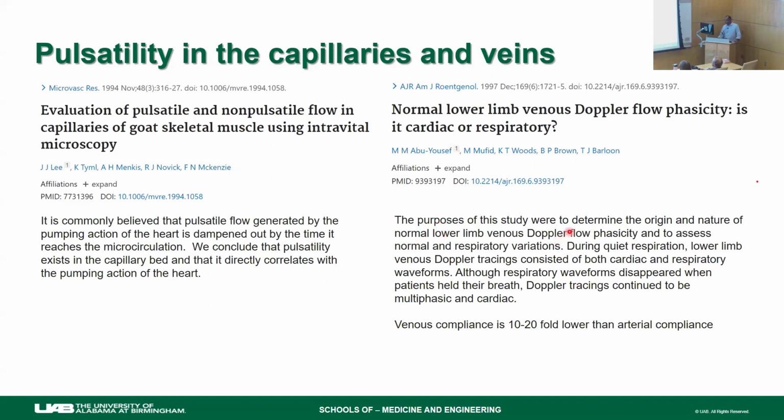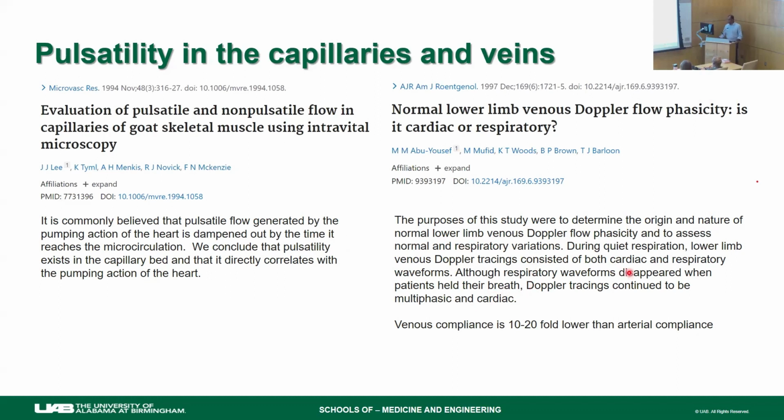The purpose of the study is to determine the origin and nature of the lower limb venous Doppler flow phasicity to assess normal and respiratory waveforms. So during quiet respiration, lower limb Doppler tracing consisted of both cardiac and respiratory waveforms.